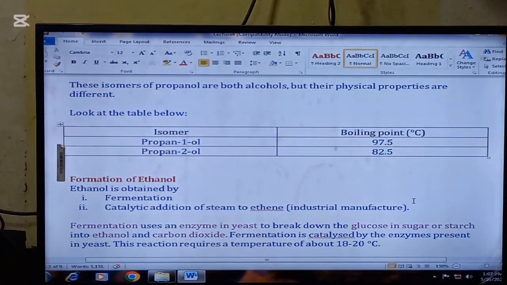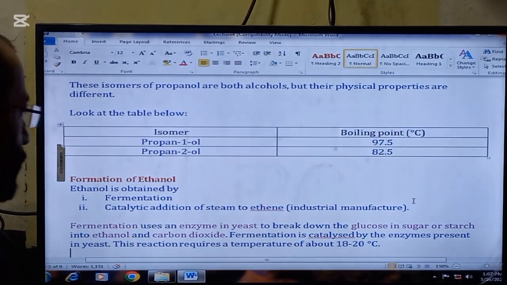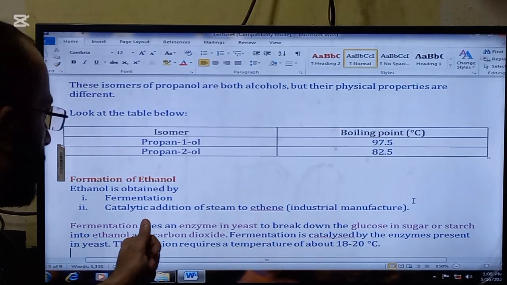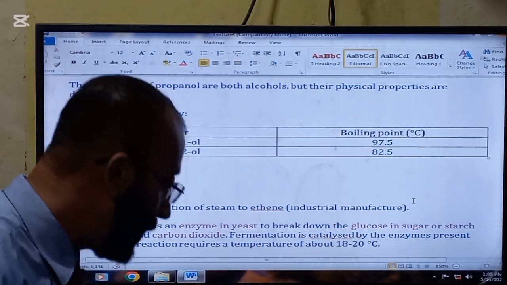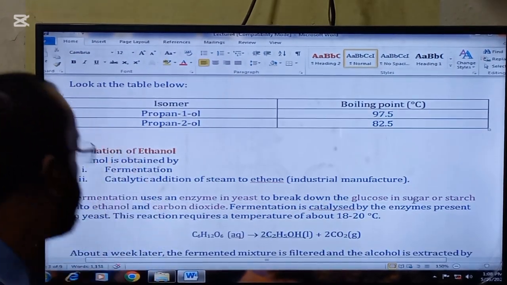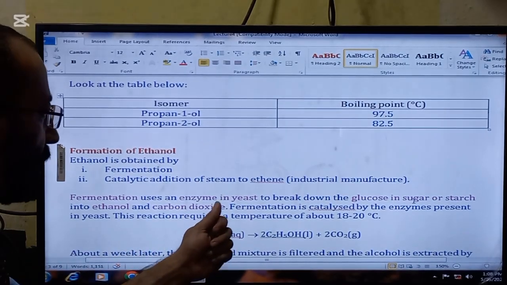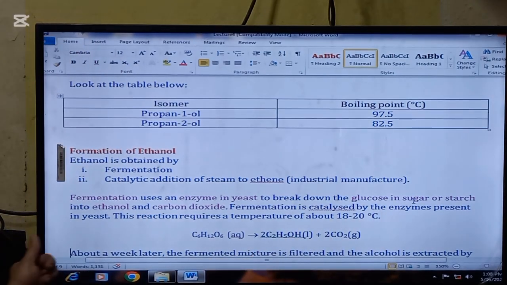Formation of ethanol. Ethanol is obtained by two methods. Number one is fermentation. The second method is catalytic addition of steam to ethene. This is the industrial manufacture. Fermentation uses an enzyme in yeast to break down the glucose in sugar or starch into ethanol and carbon dioxide.